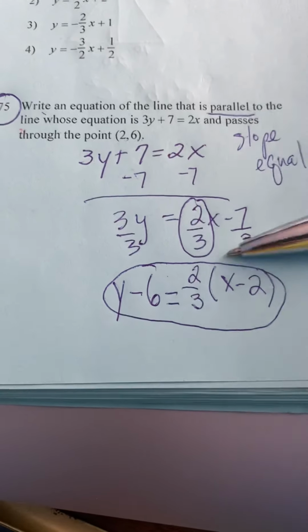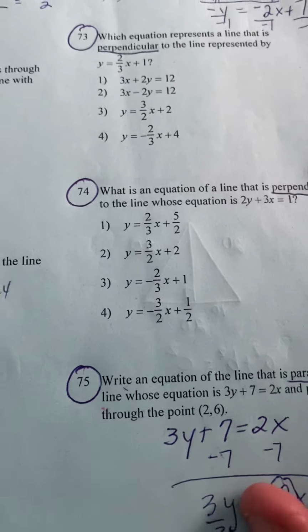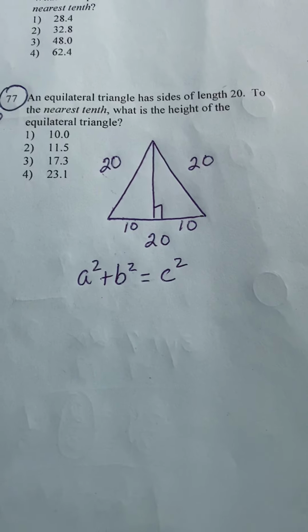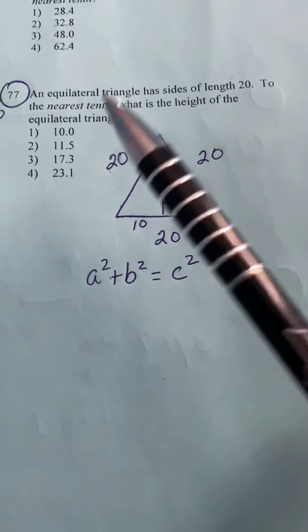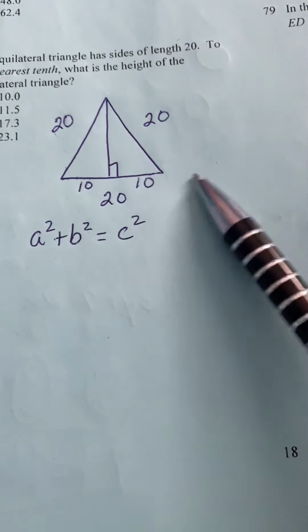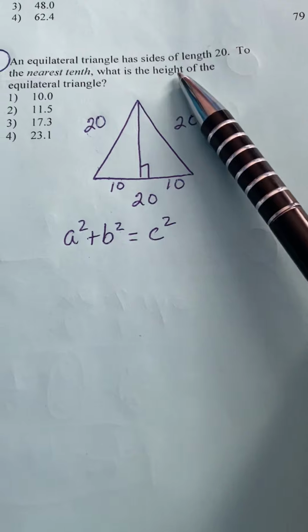So all you have to do is write down 75. You have to write down number 72 and do these two questions in between. The only other thing you have to do is on page 18. Page 18, you're going to do question number 77. And I've already sort of set it up for you. So make sure you draw the picture. Equilateral triangles, so all the sides are all 20. So I made them all 20. But they want to know to the nearest tenth, what's the height?